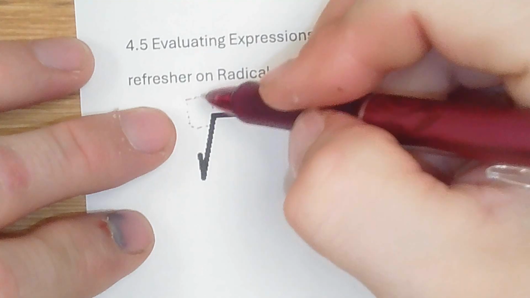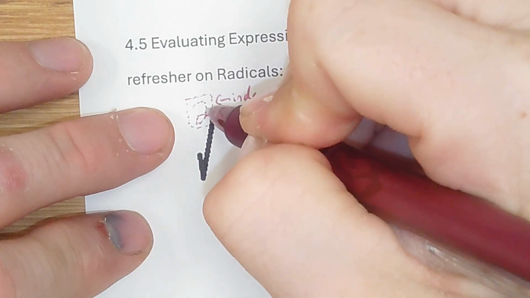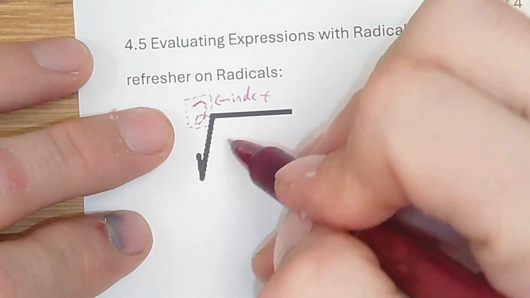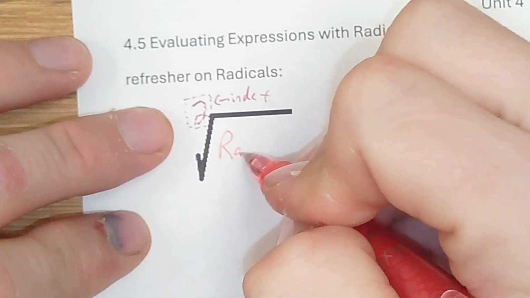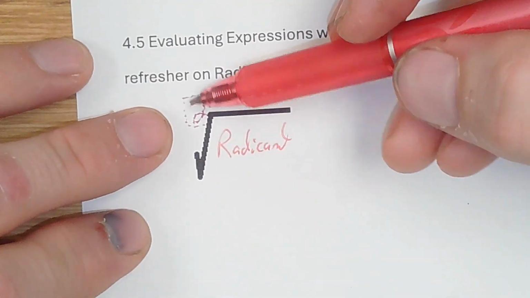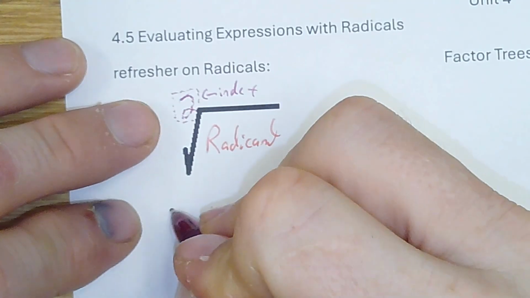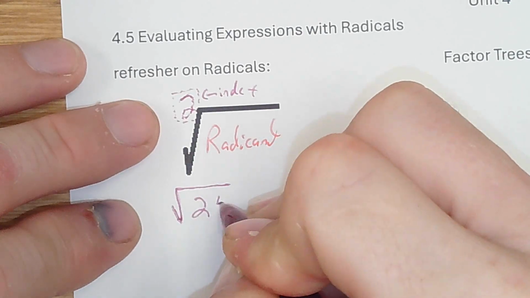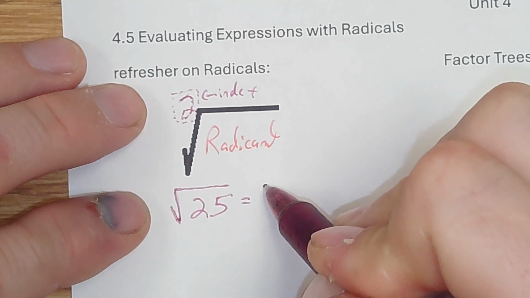If there's no number written here, that means there's an invisible 2 sitting right there, meaning it's asking for the square root of whatever is in here. This thing in here is called the radicand. The radicand is what they're taking the square root of. So if, for instance, they have the square root of a number, we'll say it's 25, and there's no number here, the square root of 25 is 5.